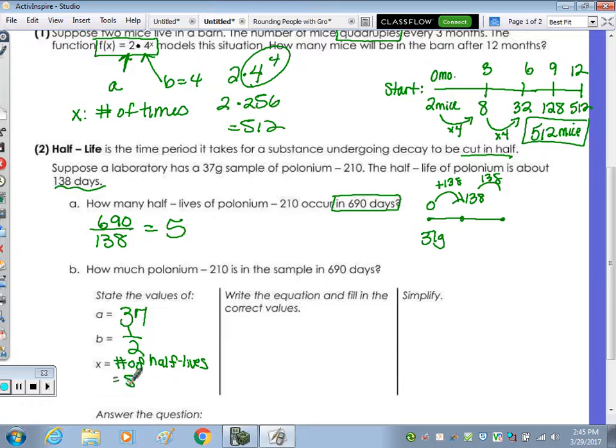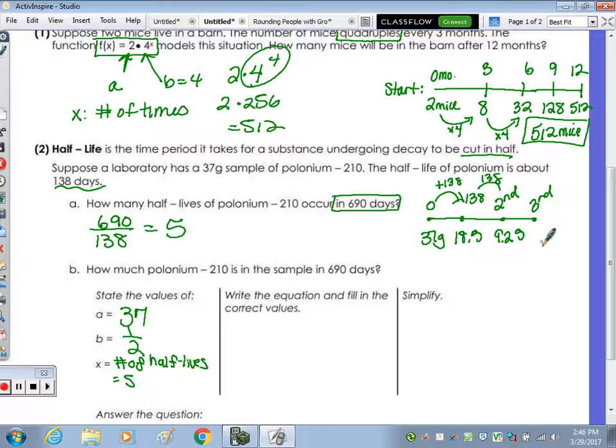Which equals 5. So if we do it by hand, I don't have much room, we're going to cut 37 in half, and what do we get? So 18.5, there's the first half-life. The second, okay, so I'm just going to label second since we know we're going to have 5. The second, cut that in half. 9.25.